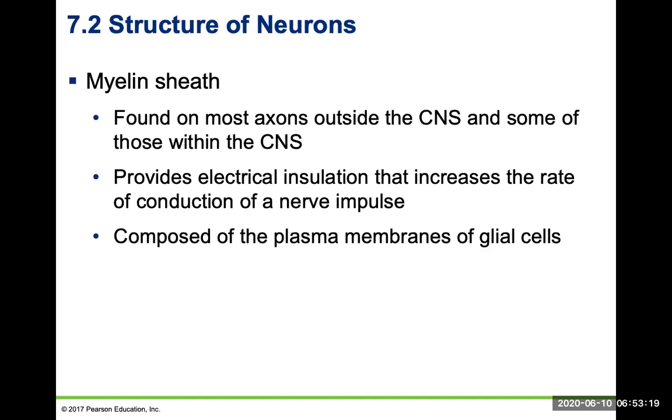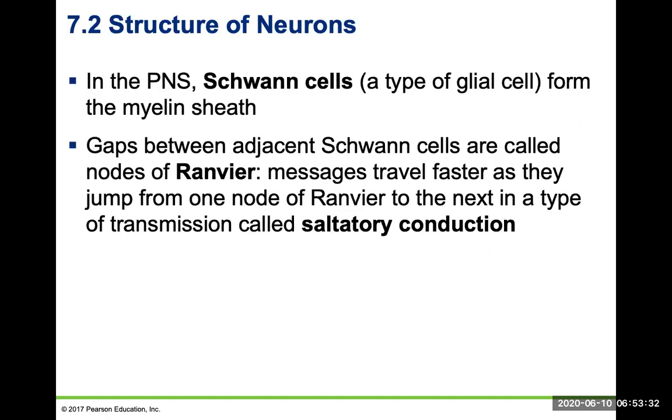And again, the central nervous system means your brain and spinal cord. The myelin sheath provides electrical insulation that increases the rate of conduction of a nerve impulse, and it's composed of the plasma membranes of glial cells. In your peripheral nervous system, Schwann cells form the myelin sheath, and there are little gaps between adjacent Schwann cells called the nodes of Ranvier.